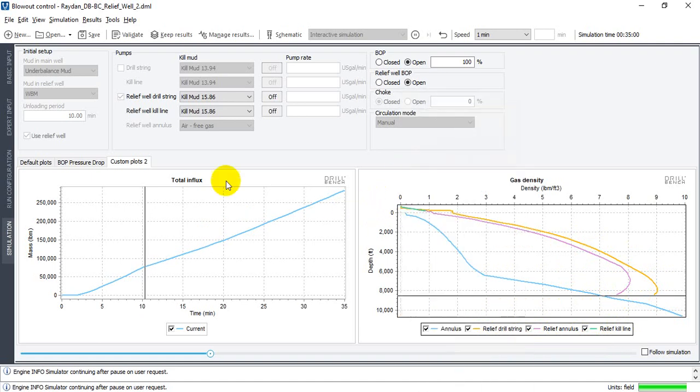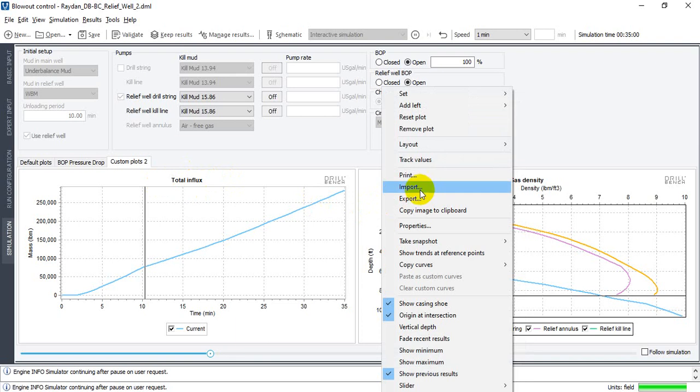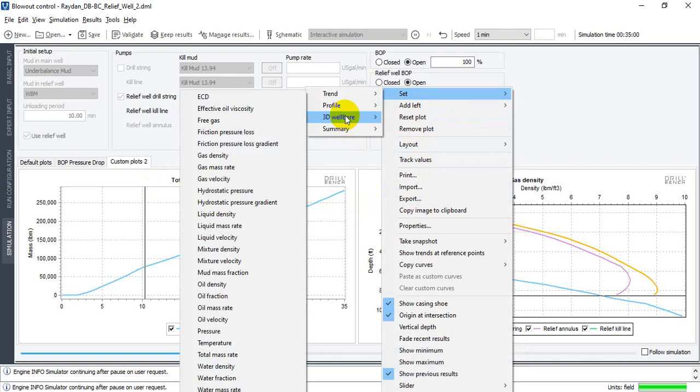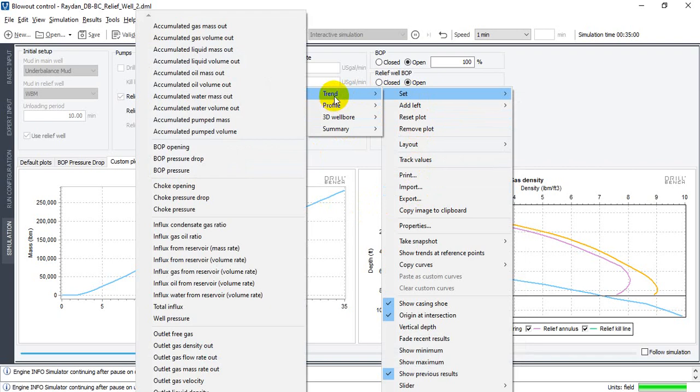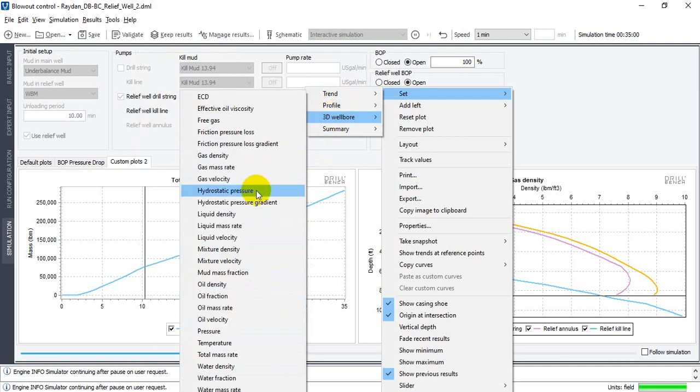So you can add what you like from these curves or plots: total mass rate, water fraction, gas velocity or trend, accumulated, blowout preventer, choke pressure drop, choke pressure, influx from reservoir, influx gas from reservoir, volume rate, as you like. You can add anything.